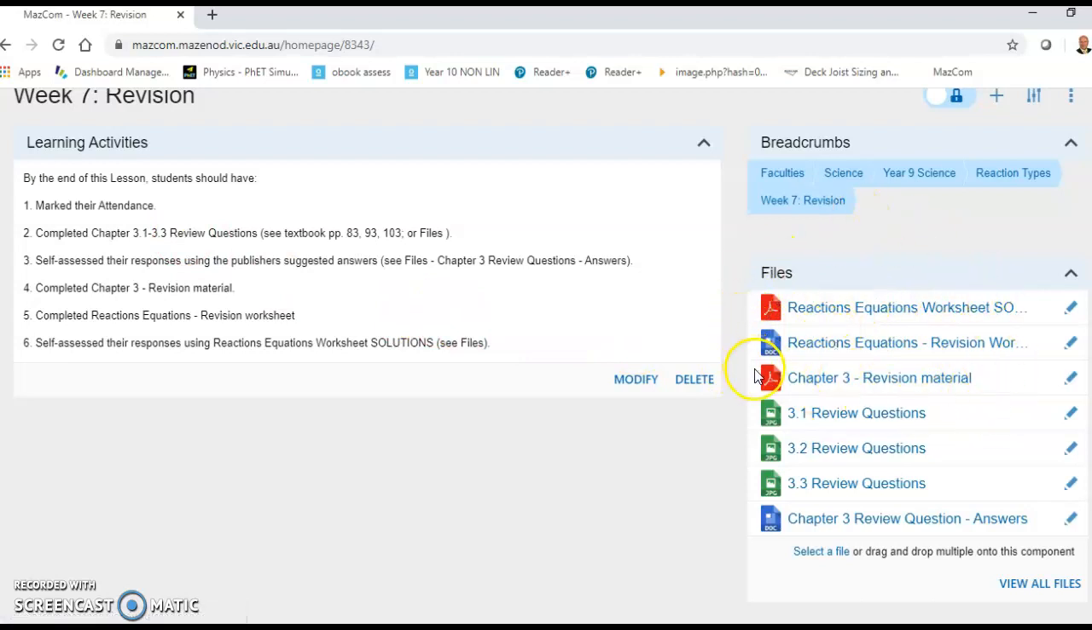So there's a piece of homework. Find your prac book. If you haven't got one, buy one. News agency. Don't forget, if you need any help, please ask.